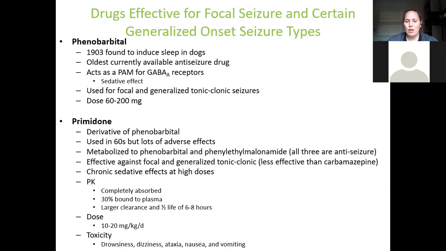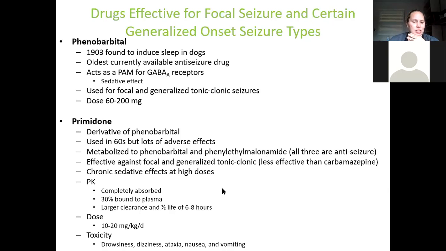Primidone is a derivative of phenobarbital, so it was used a lot in the 1960s. Again, phenobarbital might be kind of more historic. Primidone might be a little more recent, though I don't want to say current. It is metabolized to phenobarbital and then phenylethylmalonamide, and all three act essentially as anti-seizure agents. So the original parent compound, as well as its metabolites, can be effective for focal and generalized tonic-clonic seizures, and can have sedative effects at high doses.